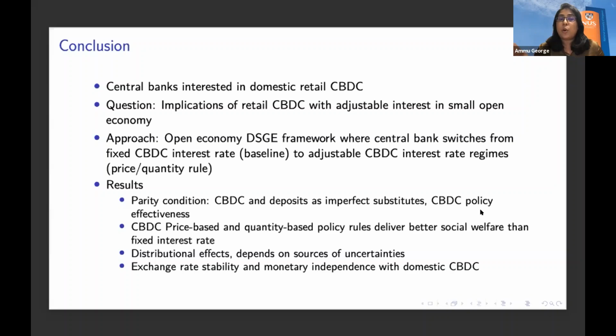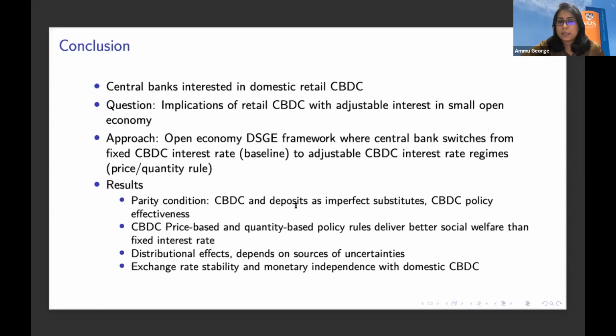And as results, we develop parity conditions between CBDC and other assets. And for the central bank to have some autonomy over the CBDC interest rate, the competing media of exchange, which are CBDC and deposits, should be imperfect substitutes. We also find that CBDC price-based and quantity-based policy rules generally deliver better social welfare outcomes than a fixed interest rate system on CBDC.